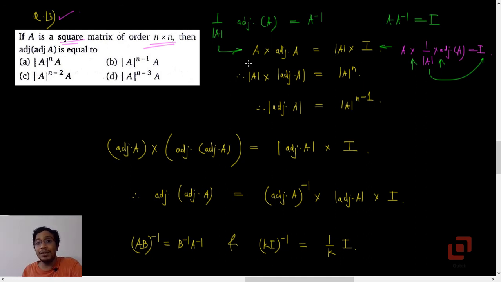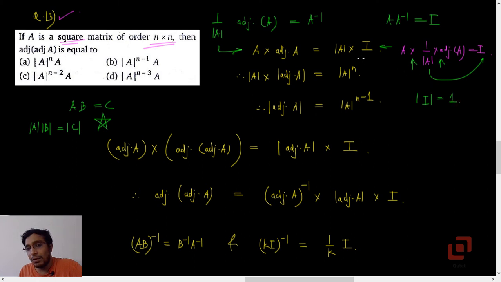Which means if the product of A and B is C, determinant of A into determinant of B is determinant of C, an important property of determinants. So from this we can get the determinant of adjoint of A. It is going to be determinant of A raised to n minus 1. Now how is this true? If the determinant of the identity matrix is 1, what is the determinant of this matrix, determinant of A into I?